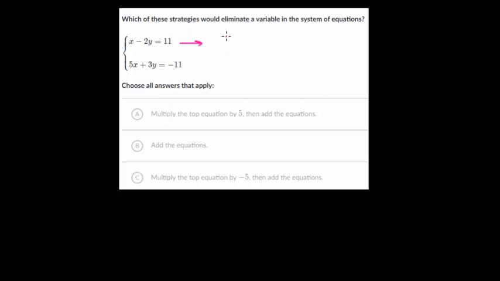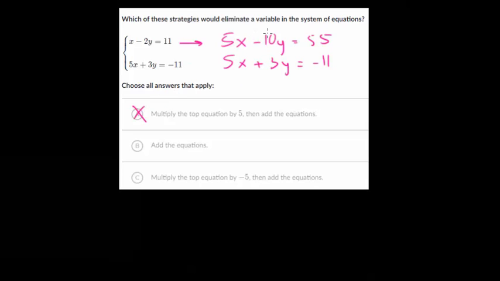So if we multiplied everything by 5 here, we have 5x minus 10y equals 55. And from below, we have 5x plus 3y equals minus 11. Now, if we add these, the problem is that it wouldn't eliminate a variable. We'd end up with 10x rather than eliminating the x's, because we did make the coefficient on x the same, but adding is the wrong operation here. What we really should do is subtract. So choice A is not correct there.